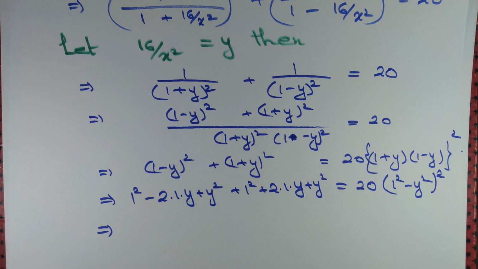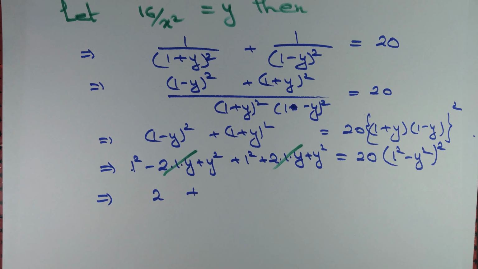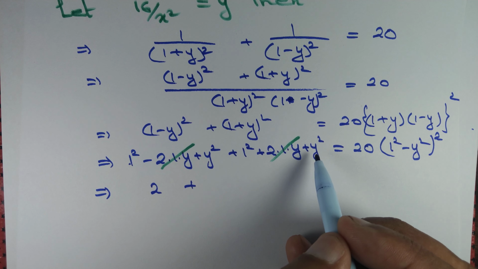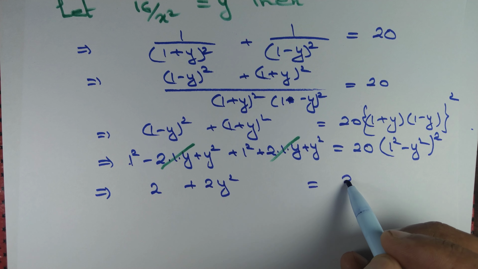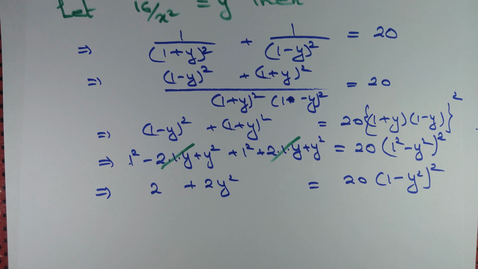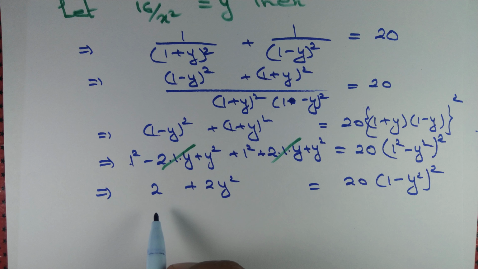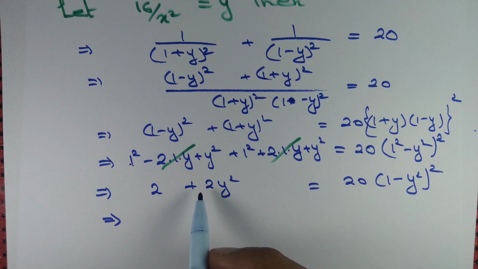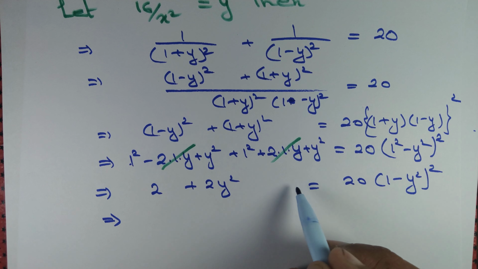You see that you can cancel 2y. And then 1 square plus 1 square is 2, and y square plus y square is 2y square, equal to 20 into (1 minus y square) whole square. So we see that the highest power is just 4. Not just that, we will get a biquadratic equation. We can cancel 2 out.